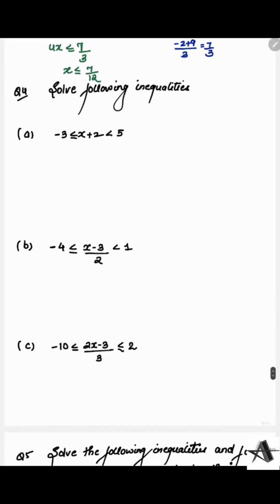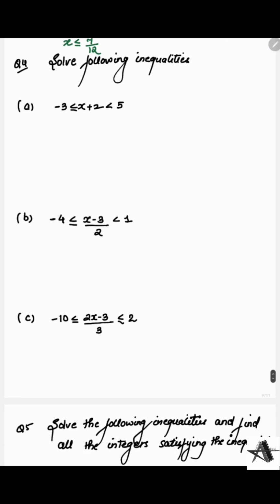Moving on to question number 4. Solve the following inequalities. So x plus 2 lies between negative 3 and 5. Whatever we are doing with the middle part, the same we have to do on the right hand side and the same on the left hand side. Here also our main focus is to isolate x.